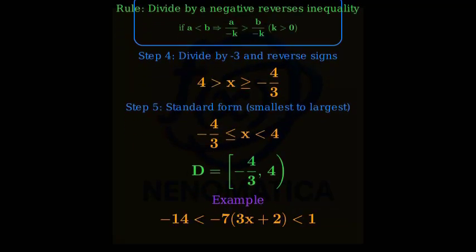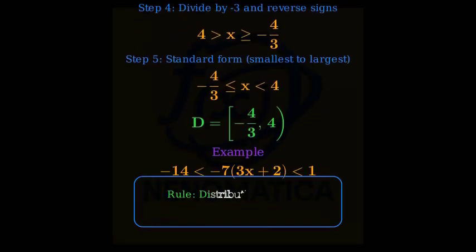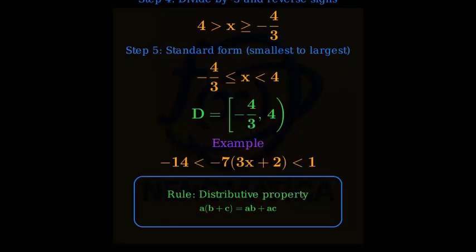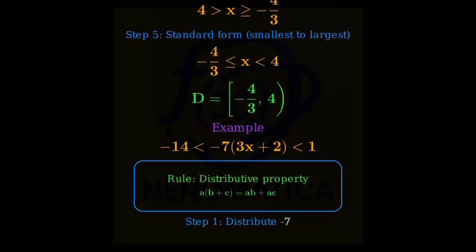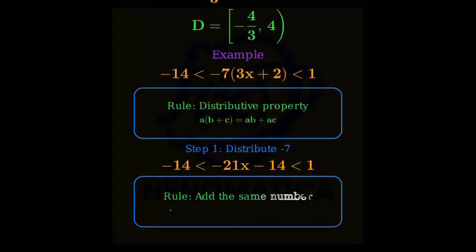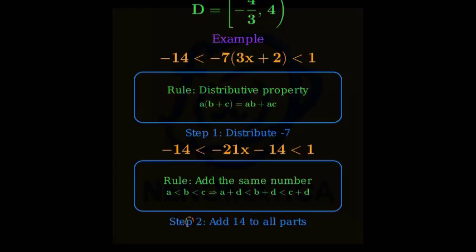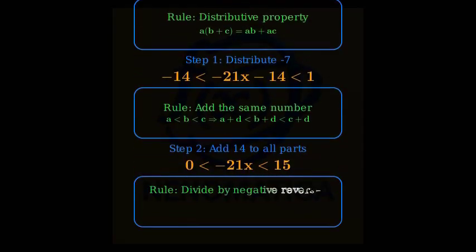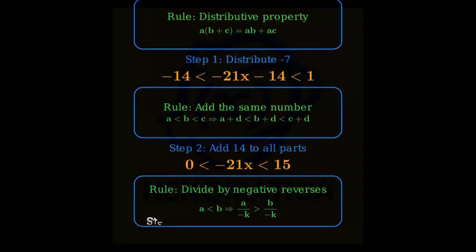Example 2. Problem. -14 is less than -7 times open parenthesis 3x plus 2 close parenthesis, which is less than 1. Step 1. Distribute -7. Step 2. Add 14 to every part. Step 3. Divide by -21 and reverse both inequality signs. Step 4. Simplify the fraction.